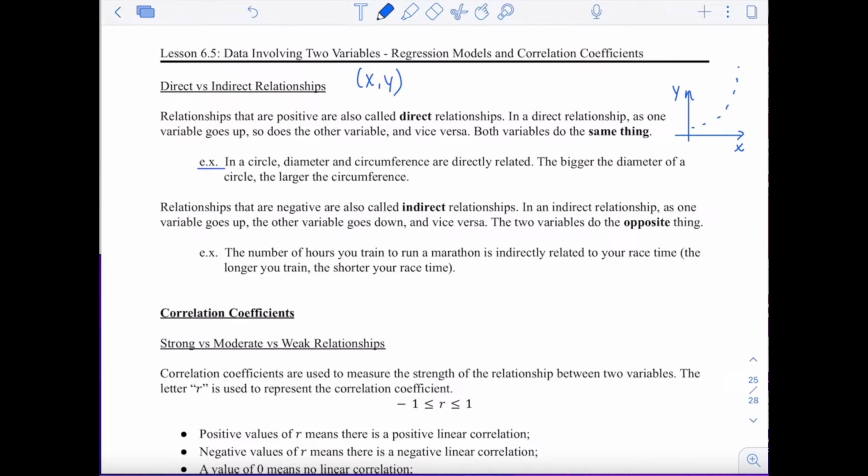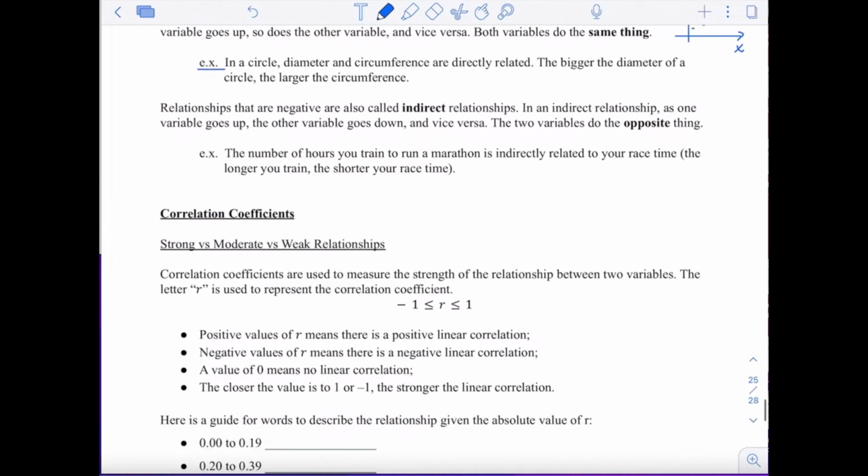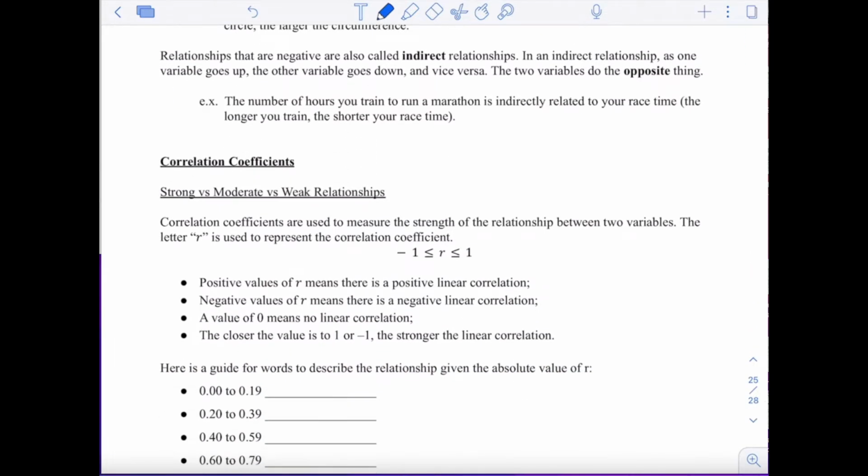Now, relationships that are negative are called indirect relationships. So they do the opposite thing. As X gets bigger, Y might decrease. And a good example of that is when you're training for a race. So the number of hours you put in to train in your running are indirectly related to your race time, meaning that the more you run in your training, the more your time will decrease. So it could look something like this.